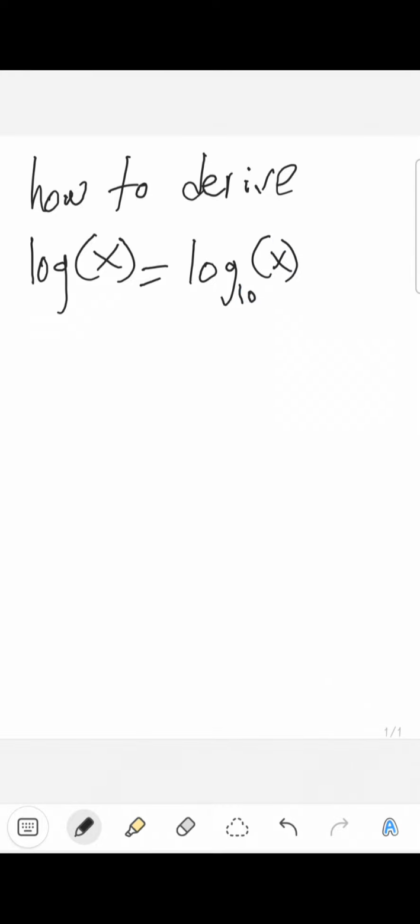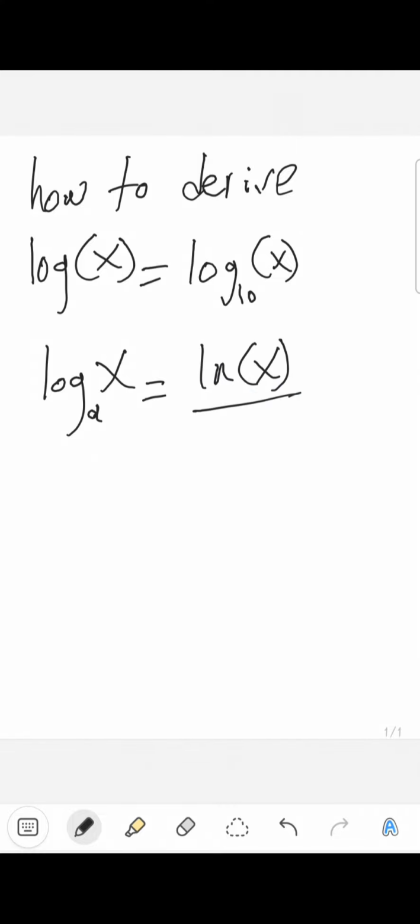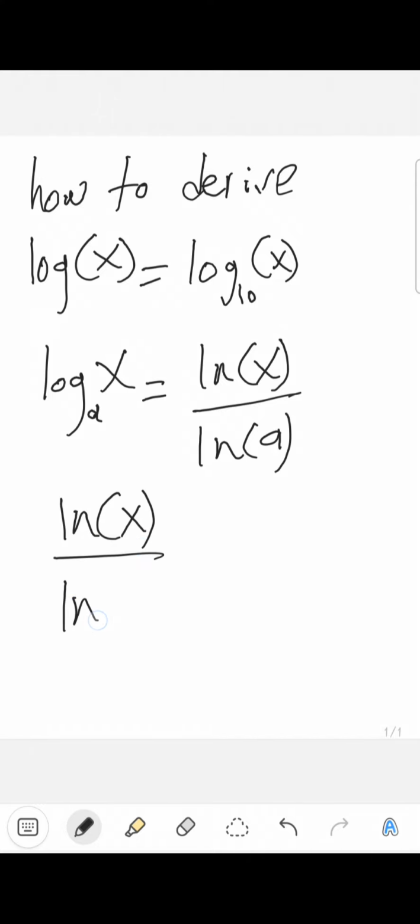Okay, so the rules of log tell us that for log x base a, this is equal to ln of x over ln of a. Okay, this means that we can change our log of x to ln of x over ln of 10.